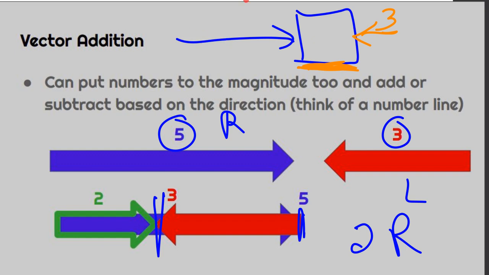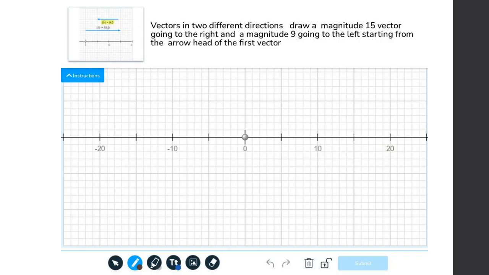So this was 5, but 3 is pushing back on me or holding me back. So I only get 2 total in this direction. So that subtracts them. So I only get 2 to the right. Just an application. We'll be talking about that later.